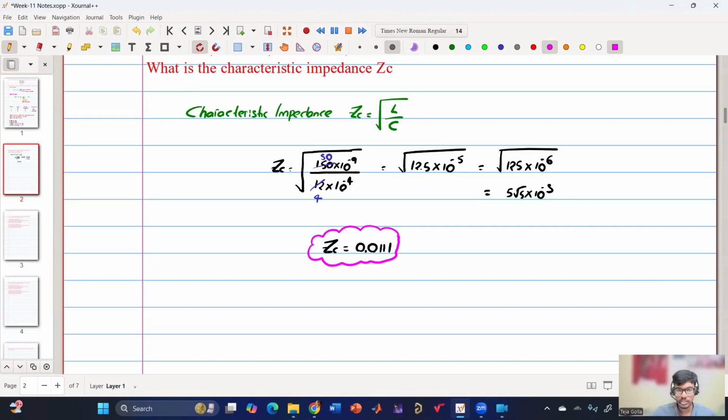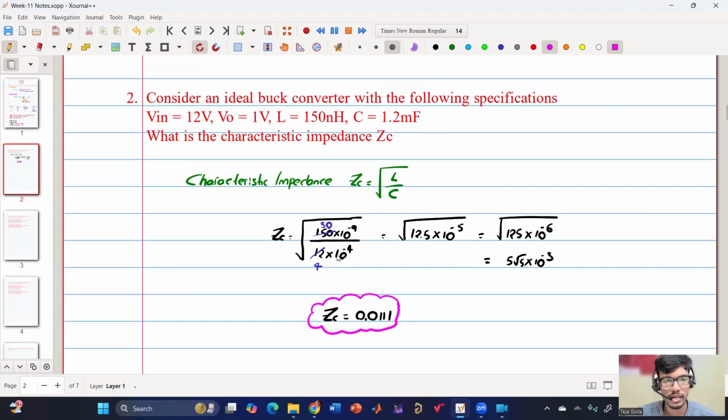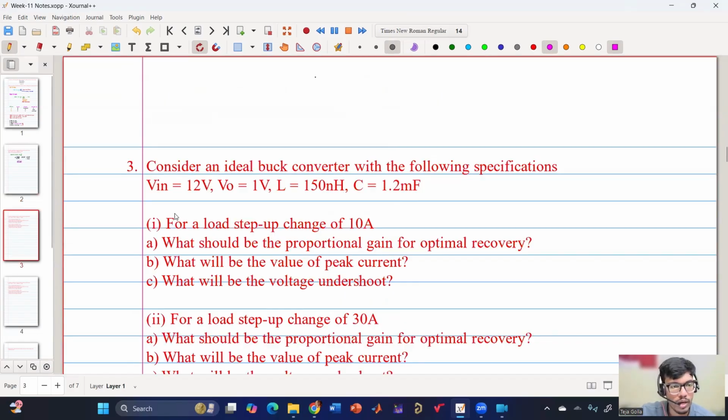So I hope everyone is able to get the same answer and you are clear about this problem. This problem is clear, right? How to calculate the characteristic impedance. Yes, sir. So now let us move to another problem.